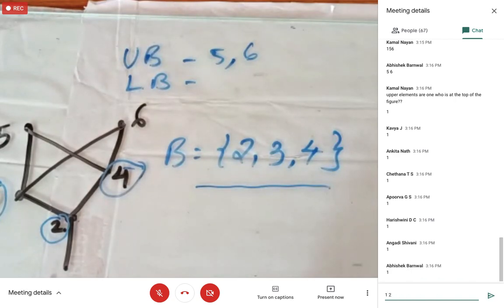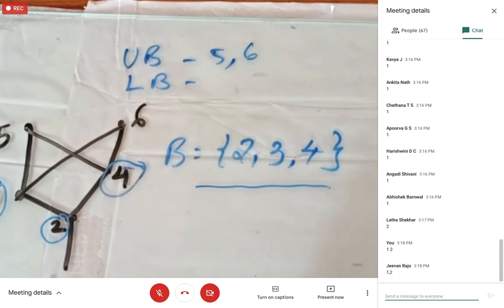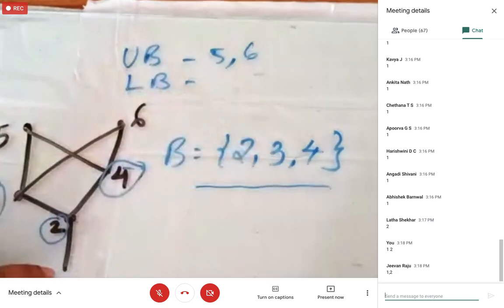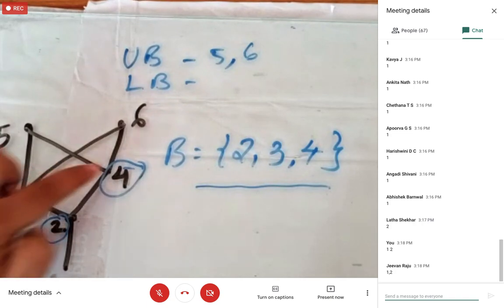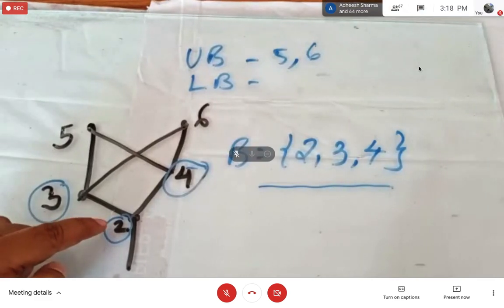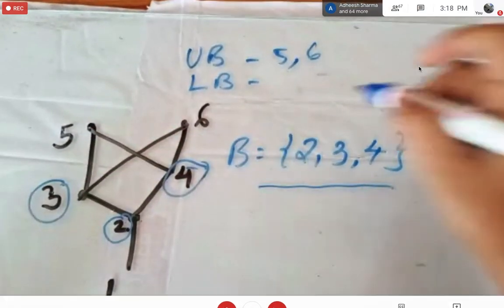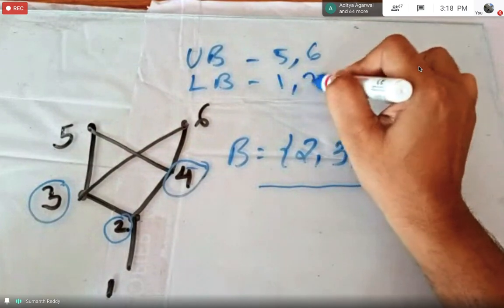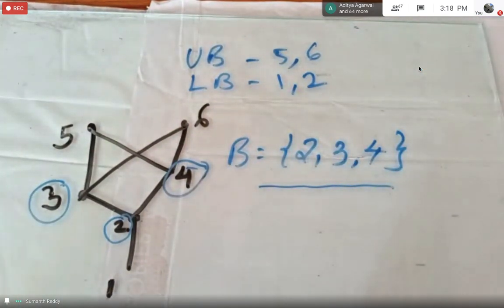Kavya, Chetana, Apurva, Ankita, you have given just half of the answer. There is another element. Yes, Lata, you are correct. See, actually, when you are telling the lower bound elements, they are the elements that are related to 2, 3, 4. Yes, 1 is the element that is related with 2, 3, 4. And 2 is also right, because 2 is related to 3, 4, and also 2 is related to itself, which is a subset element, right? So, in this example, the lower bound elements will be 1, 2. Fine? Okay, so that is a lower bound element. Fine. Now, based on this, I was telling you the greatest lower bound.